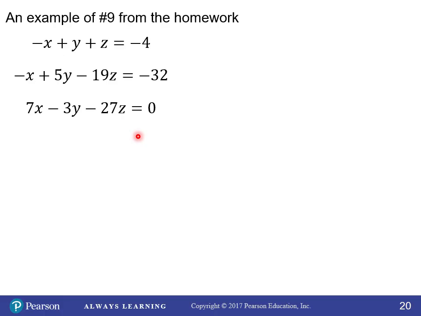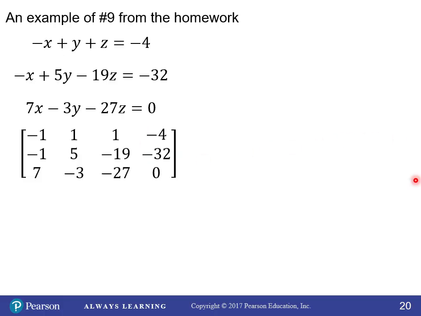Okay, we're going to start the same as we've done the other problems. We're going to go through and write it into the matrices. So I'm just taking each of those and writing down the number. So you get a -1, 1, 1, -4. And for our second line, we get a -1, a 5, a -19, a -32. And then for the last row, we get 7, -3, -27, and 0.